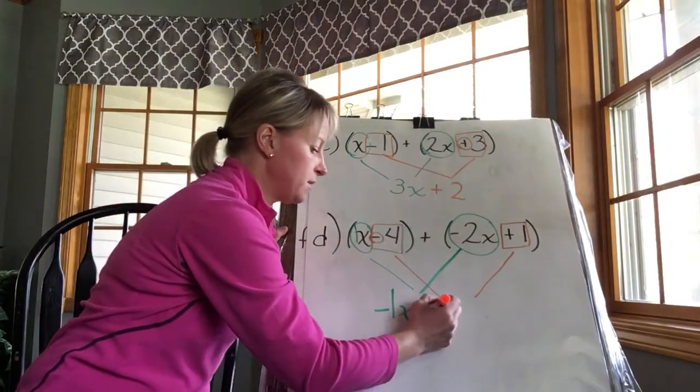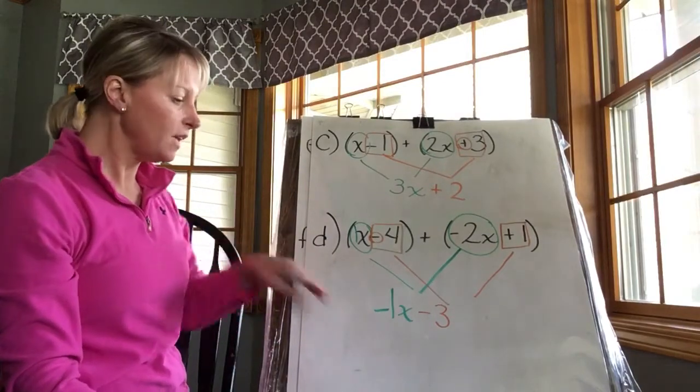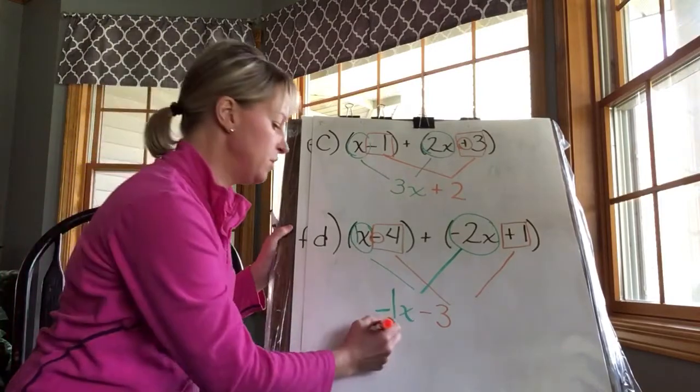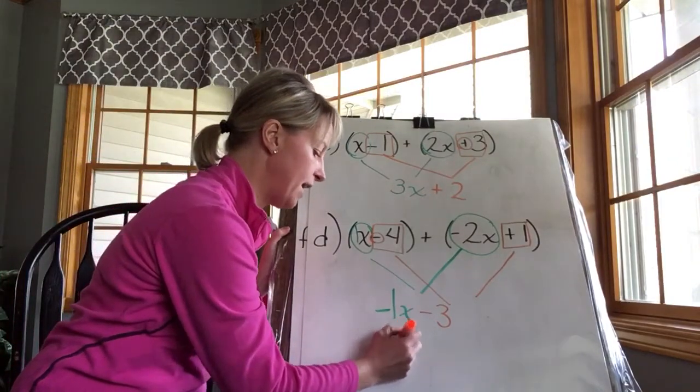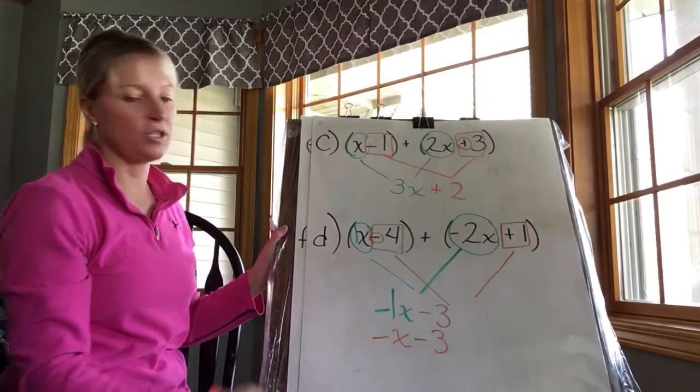So it's a -3. Now, one way to write this better is we want to get rid of that 1. So you just have to take it out. So your answer really should say -x minus 3. And that's your correct answer.